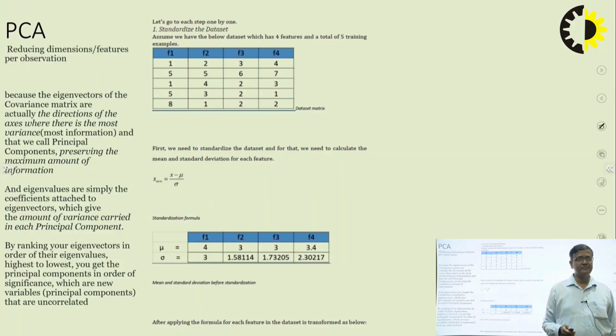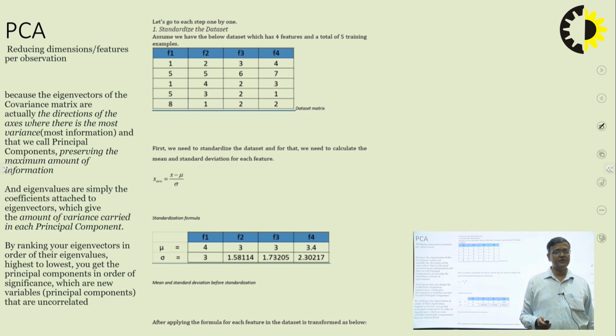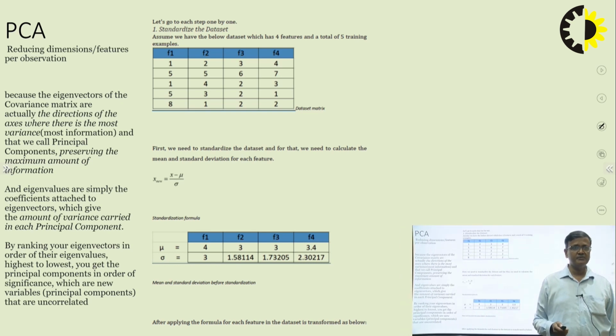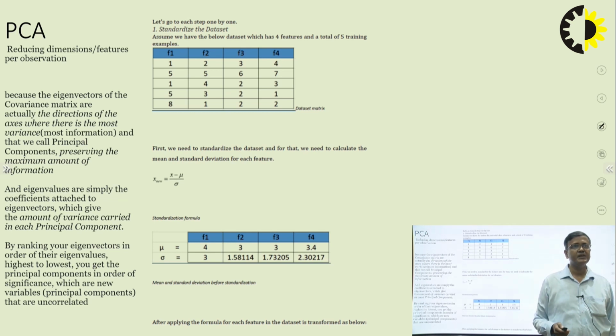Now, coming to PCA in detail. In PCA, what we do is we try to reduce the dimension of features per observation. We have to follow a fixed number of steps to find the reduced features, which are optimal also. The first step is we have to standardize the data set.